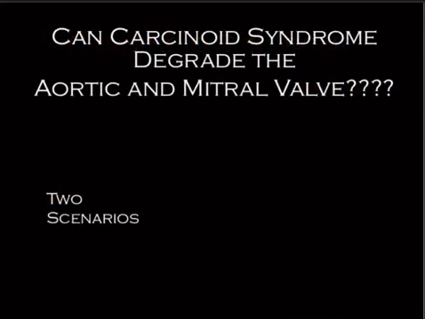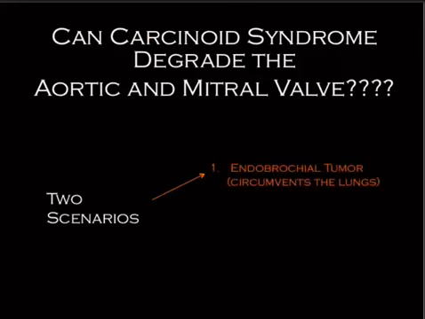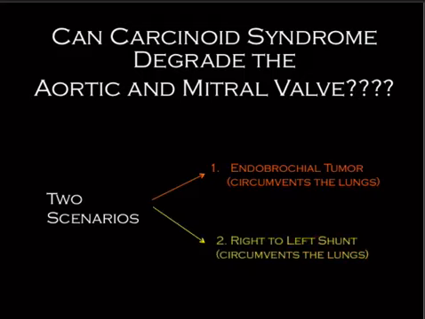Now, there's some trickery that can ensue where you have degradation of the aortic and mitral valve. Well, how can that occur with carcinoid? Well, there's two possibilities. One, you've got an endobronchial tumor. The lungs actually metabolize serotonin just like the liver does, and that's why you don't have it normally affecting the left side of the heart. But if you have an endobronchial tumor, it's going to circumvent the lungs, and you're already past the liver, so then it would affect your mitral and your aortic valve. The other scenario is that you have a shunt, anything that can circumvent the lungs.